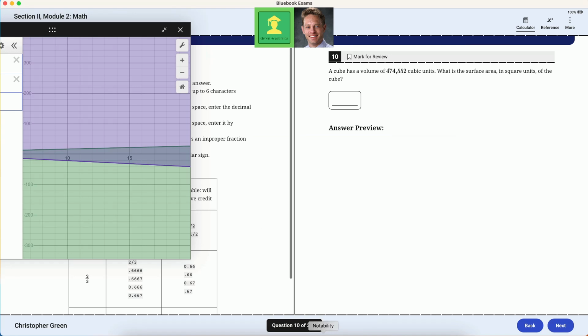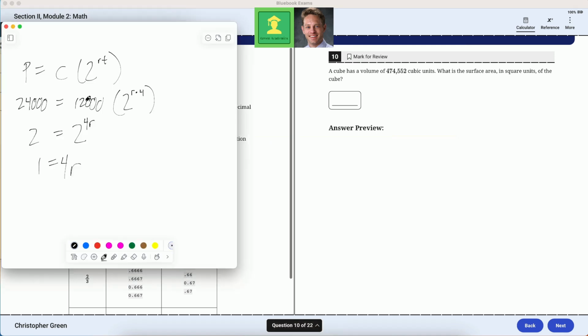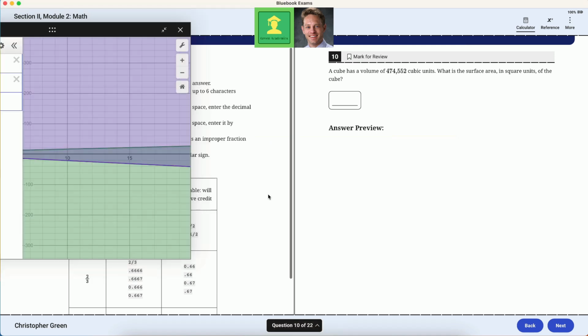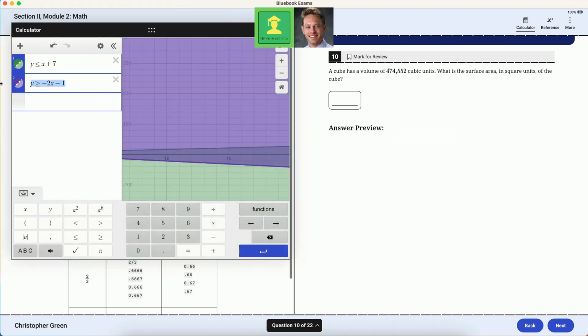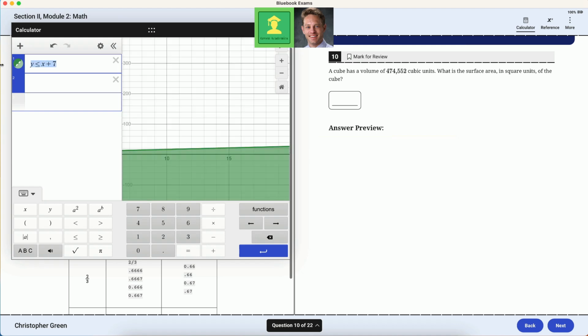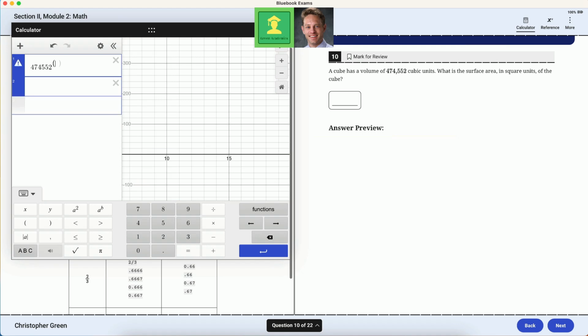A cube has that volume. What is the surface area in square units of the cube? So to go from the volume of a cube back to the edge length of the cube, it's simply the cube root. In fact, that's where the word cube root effectively comes from, right? 474,552 cube root, which I think it's helpful to write as to the 1/3 power, is 78.